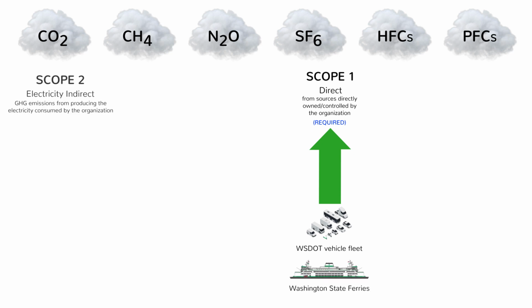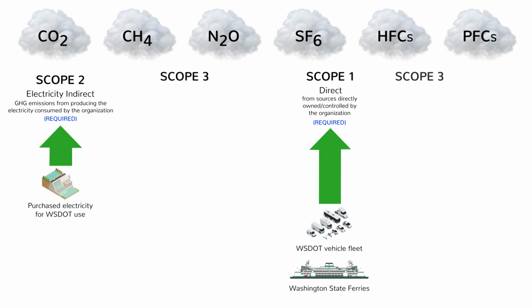Scope 2 is defined as indirect greenhouse gas emissions due to electricity consumption. These represent emissions from the generation of purchased electricity consumed by an organization and are also required to be included in reports. These types of emissions could be represented by the electrical bill for a job site office.